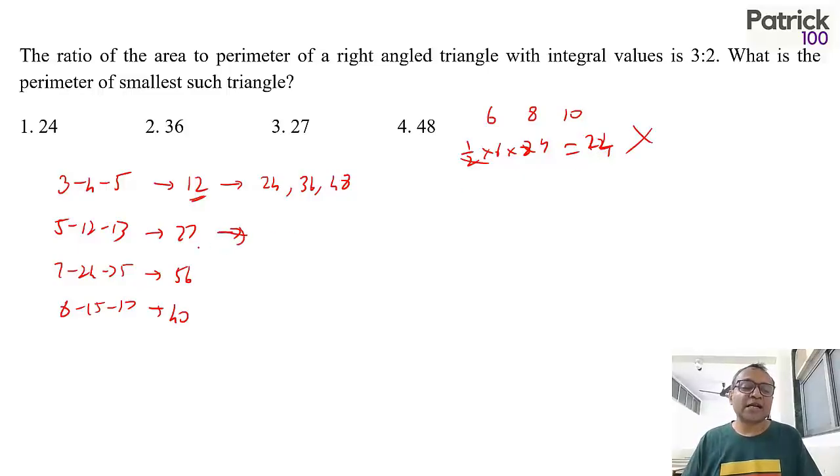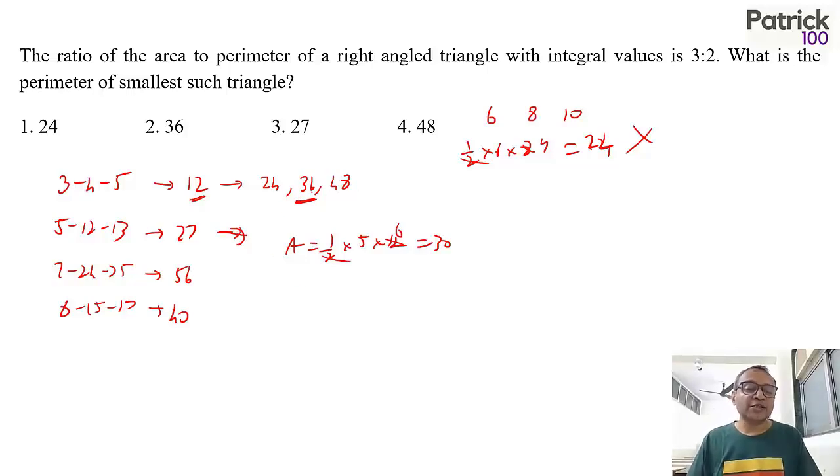Next smallest is 27. 27 means 5, 12, 13. So the area will be half into 5 into 12, which is 30. Area is 30, perimeter is 27. That is not 3:2, so it doesn't satisfy. So then we take 36.